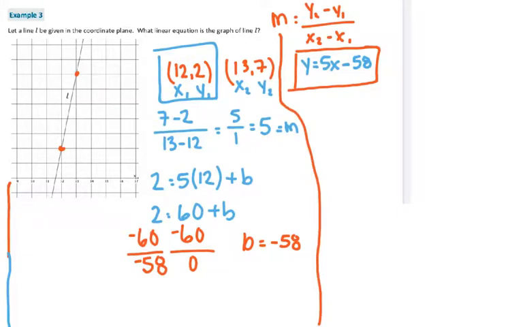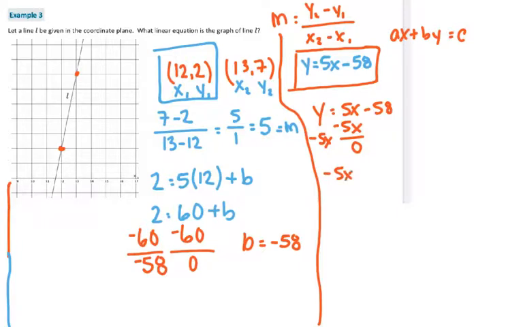Okay, so we have the equation in the form y equals 5x minus 58. Remember, we're trying to get it into the form ax plus by equals c. So the first thing that I'm going to do here is I am going to subtract 5x from both sides of my equation to get that 5x and the y on the same side. So I'm left with negative 5x plus y equals negative 58. But remember, my a value cannot be negative. So I'm going to multiply my entire equation by negative 1 so that I get rid of that negative in front of the 5.